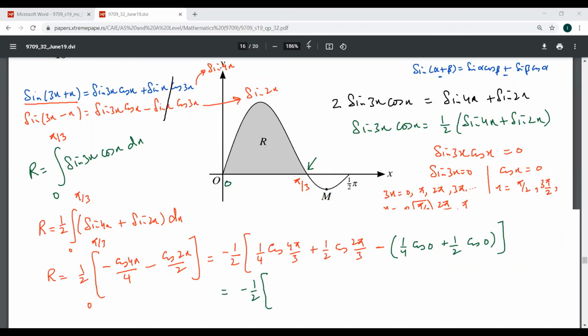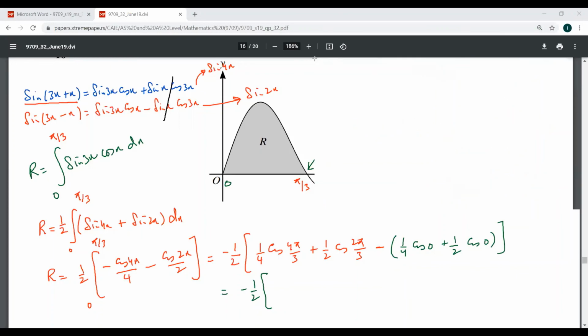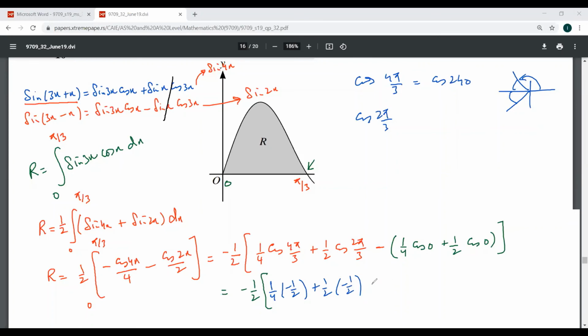So let me cover this area to get the exact values. Cos 4 pi by 3, I'm more comfortable with degrees over here, is cos 240. If you have calculators that give you the exact value, that is fine. So that is going to be minus half. This is a quarter into minus half. And then cos 2 pi by 3 is also minus half, it is here in this area, 120. This is half into minus half. So this is minus 1 over 4 and then minus half.